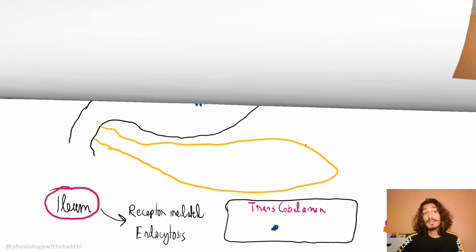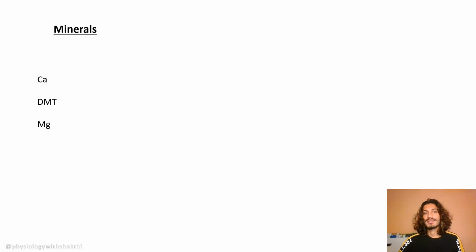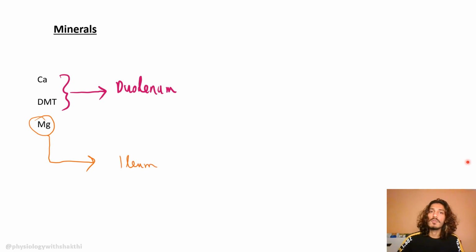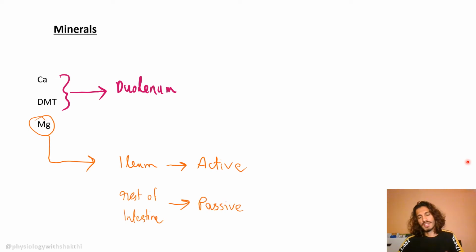Next is your minerals. So we have calcium. We have your divalent metal transporters. The most important example of that is your iron. Then we have magnesium. So calcium and the divalent metal transporters, all that absorption takes place in your duodenum, the upper part. Magnesium is absorbed from your ileum through active transport, but there are some passive mechanisms also in the rest of it.